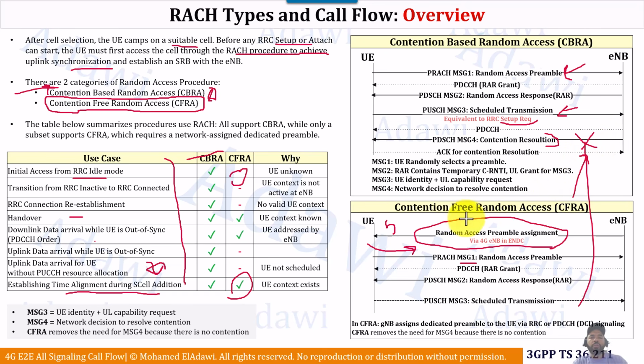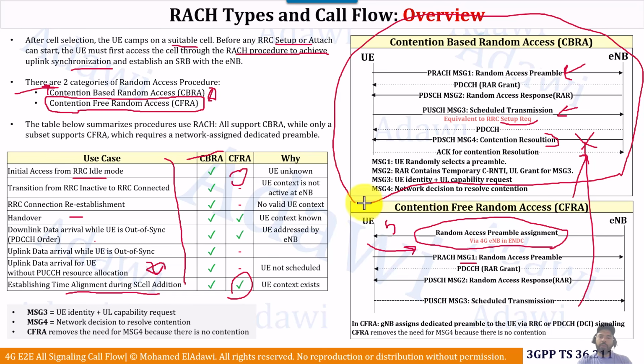as I told you, SIFRA, or contention-free random access, has no conflict or confusion. So we don't need message number 4 to differentiate between two users, right? So this is the main difference, and this was a high-level view. Now we'll go through more details about this part, about the SIBRA.